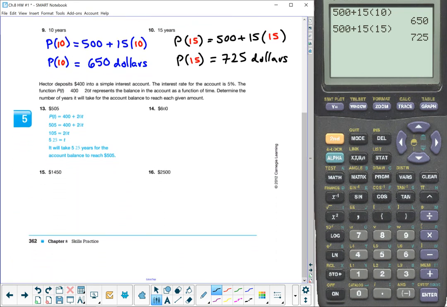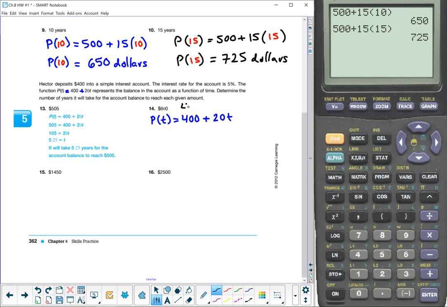Okay, last set. Hector deposits 400 into a simple interest account. Interest rate is 5%. The function P of T equals 400 plus 20T represents the balance in the account as a function of time. And again, just like the other side, we could have written this differently. Instead of P of T equals 400 plus 20T, we could have written it like the other side.